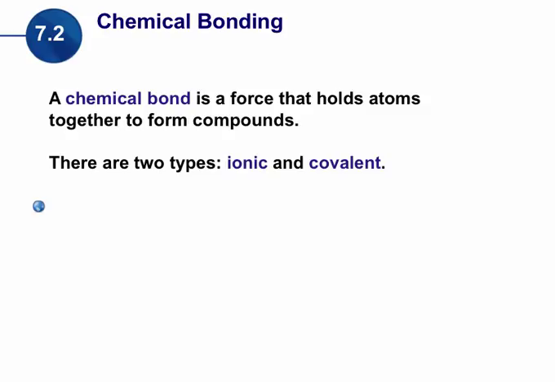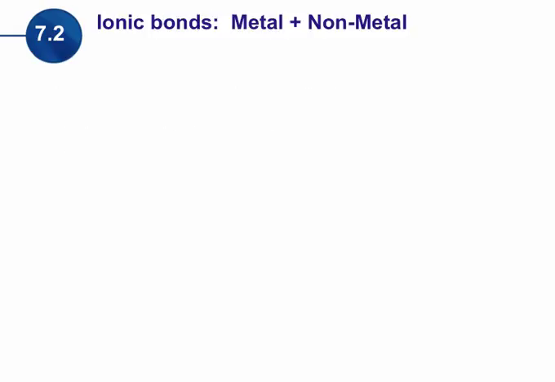We're going to spend some time looking at the difference between ionic and covalent bonds, the two types of chemical bonds. Let's look at the first one, the ionic bond. What makes it ionic is that it's a metal and a non-metal element forming a bond. In this type of bond, the electrons transfer from one element to the other, and that is what makes this bond so unique. It is a transfer of electrons.